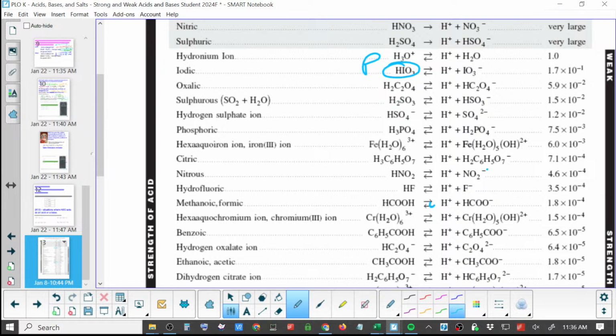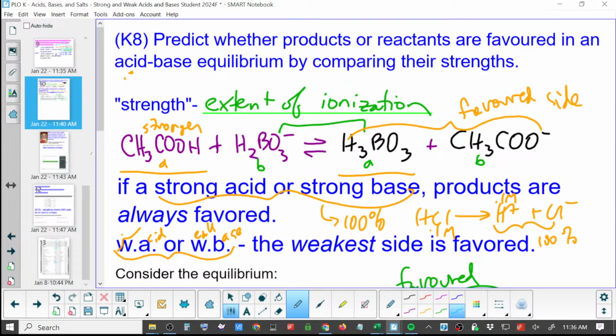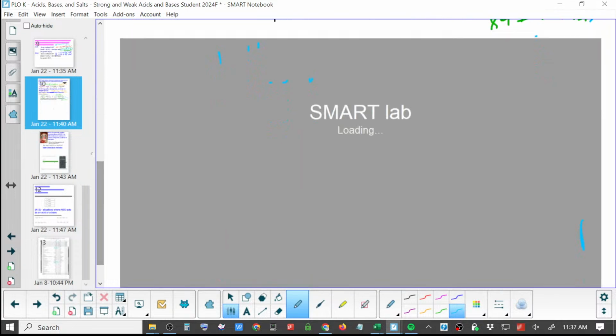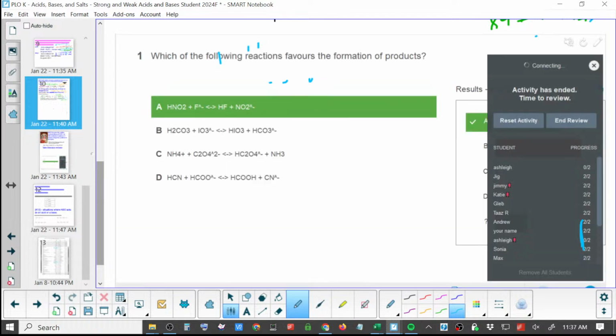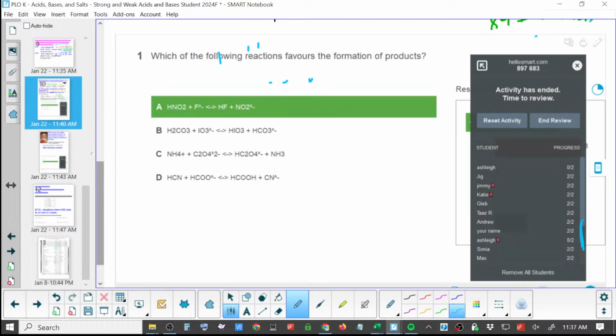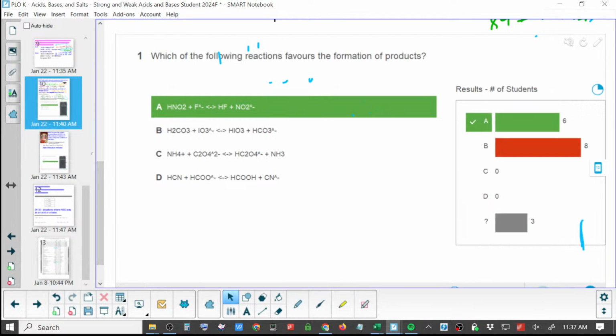The reactants. So the error there for the very first one is what I suspect you did: you found the strongest one and just picked that side instead of going to the opposite side. You picked the weakest side. Let's see if this is consistent across all of them.